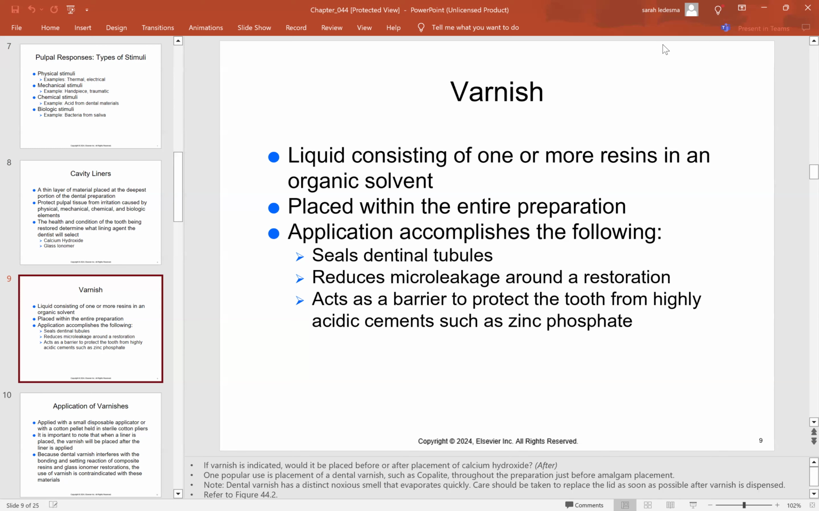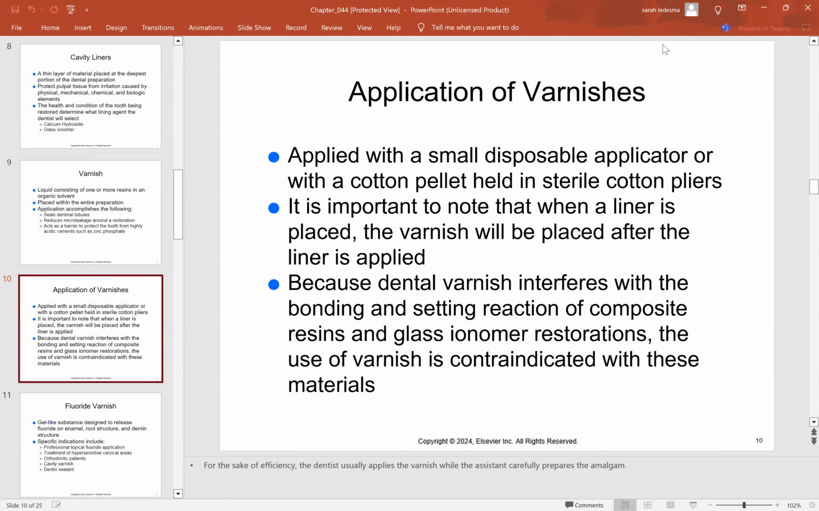Remember, with varnish, we don't want to use this with composite. So typically you're going to see this in your amalgam procedures. We're going to apply this with a small disposable applicator or a cotton pellet. And it's important to note that if we're placing a liner, we're going to place the varnish after the liner is applied.